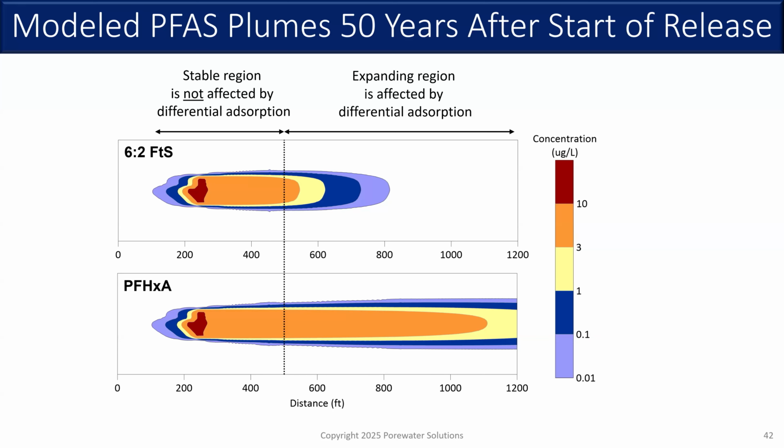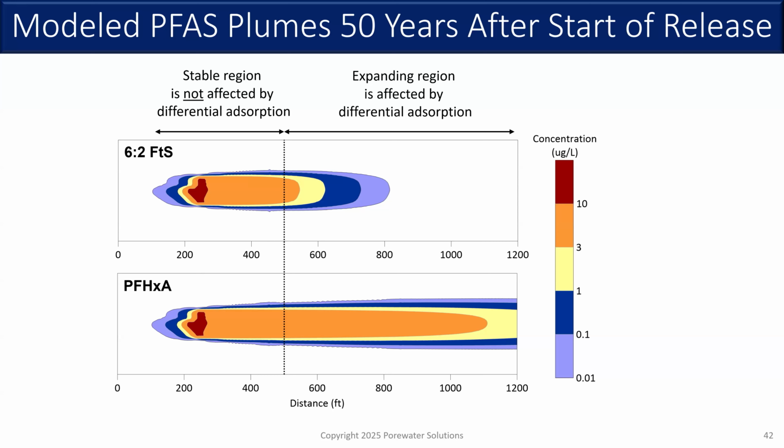But let's say we look at this distance of 500 feet across both plumes. On the left side of that dotted line, the plumes actually look really similar. And that's because on the left side, conditions are at steady state. It's a couple hundred feet downgradient of the source area. Things do reach steady state after a while. And once things are at steady state and the plumes are stable, then the different absorption coefficients make zero difference in what the plumes look like. They don't affect the extent of the plume when you're in a portion where the plume is stable.